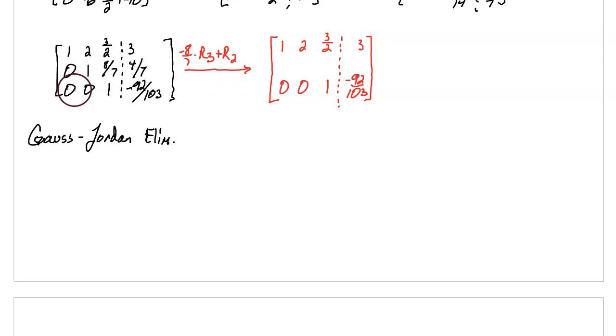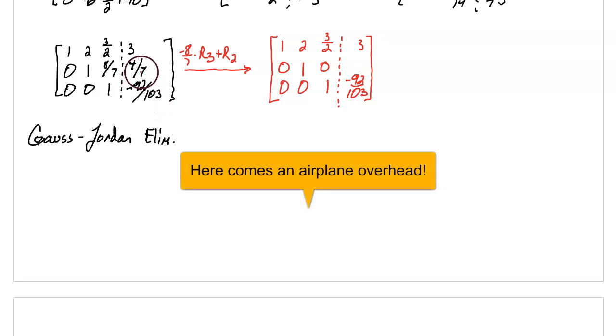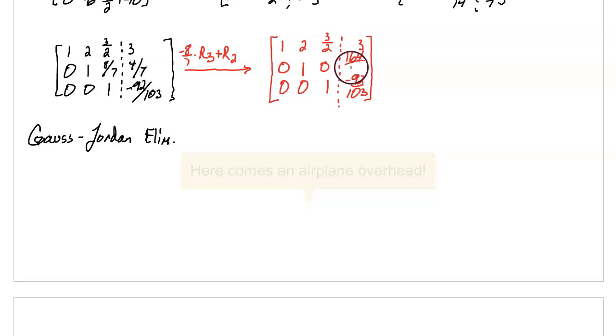-8/7 times 0 is 0, and 0 add 0 is still 0. -8/7 times 0 is 0, and 0 add 1 is still 1. Negative 8/7 times 1 is negative 8/7. Add 8/7 is 0. Negative 8/7 times negative 92 over 103, add the 4/7 makes 164 over 103. I am, of course, using a calculator that does fractions when I'm figuring out these answers.